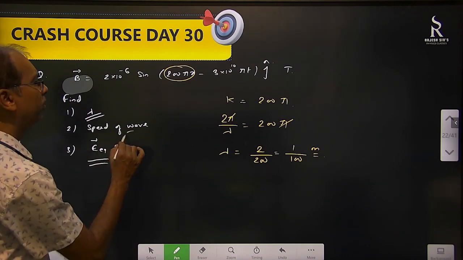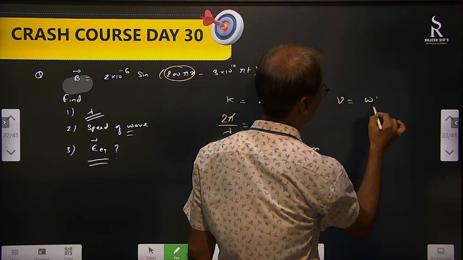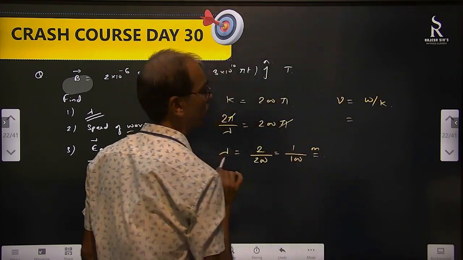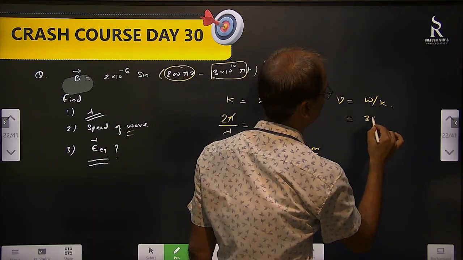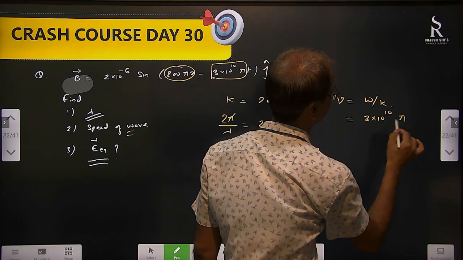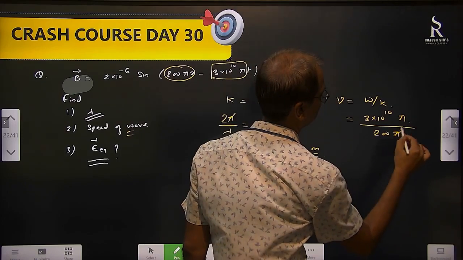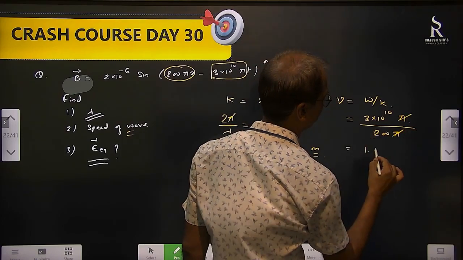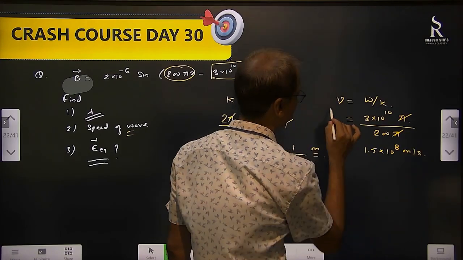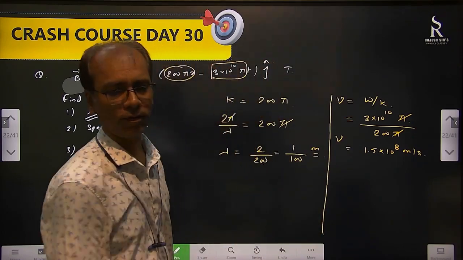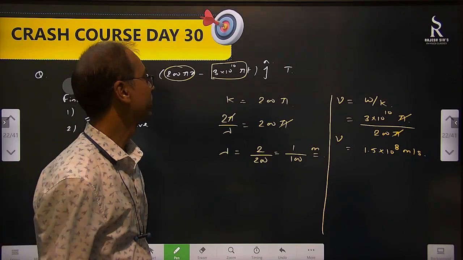Speed of wave. Speed of wave is what? Omega by k. We know that from waves. What is omega? This is omega, 3 into 10 to the power 10 pi. So 3 into 10 to the power 10 into pi by k. K is 200 pi. Pi gets cancelled. 3 by 2 is 1.5. 1.5 into 10 to the power 8 meter per second. Now from here we can also ask what is the refractive index. The refractive index will come as 2. Okay, fine.